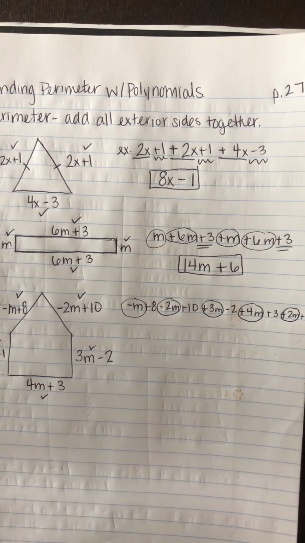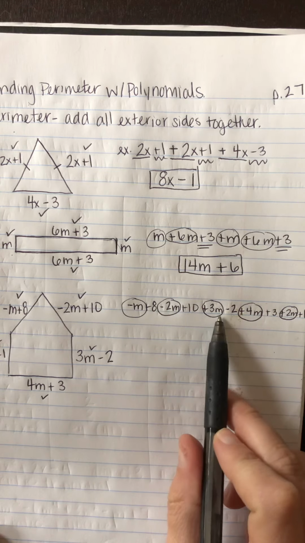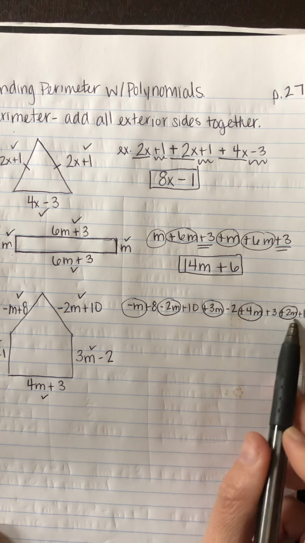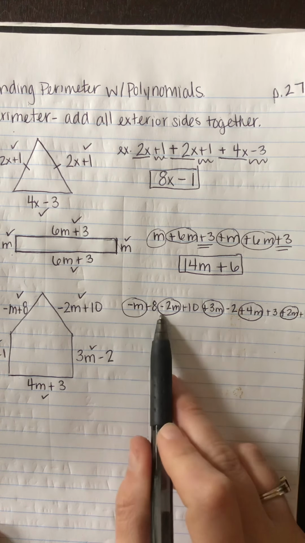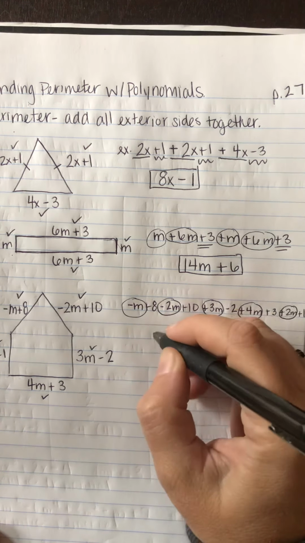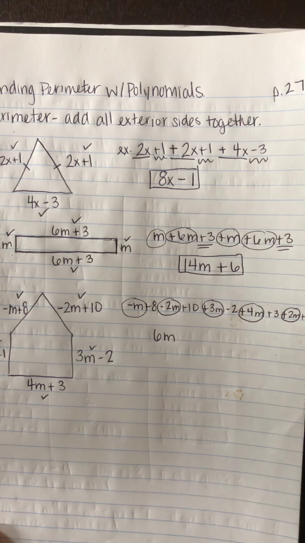Now it's always easier to start with your positive numbers, so I'm going to do that first. 3m plus 4m, 7m plus 2m is 9m. Minus 1 would be 8m, and then minus 2 more would be 6m. So our first term is 6m.